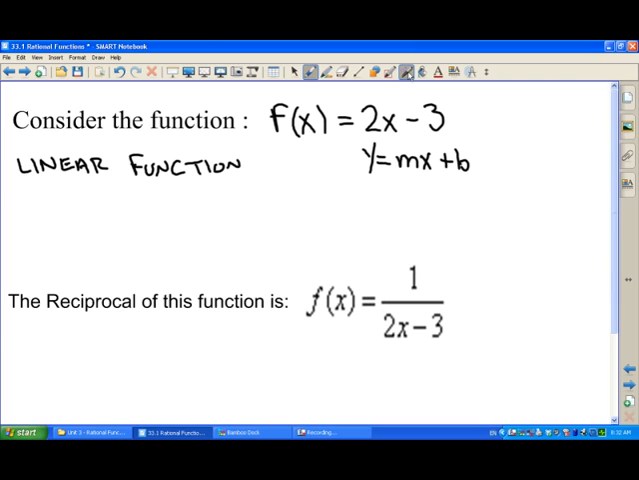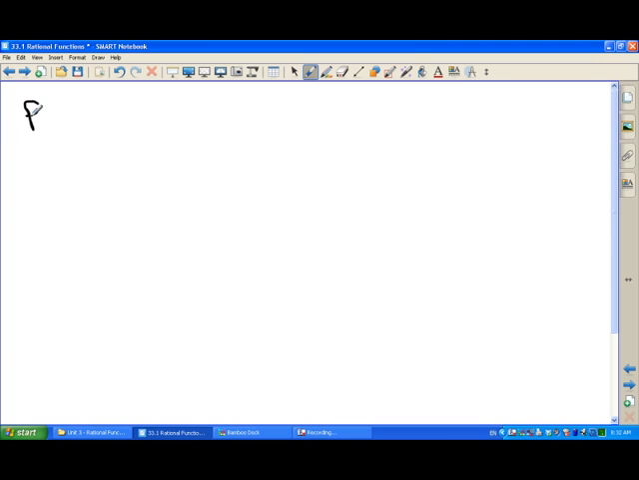The reciprocal of this function would be the function 1 over 2x minus 3. We want to spend today's video looking at this function and looking at how it behaves around some certain key values. So considering f of x equals 1 over 2x minus 3, let's examine this and let's investigate, first off, the x and the y-intercepts.